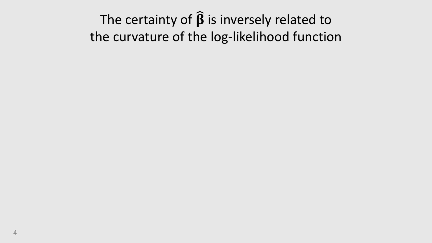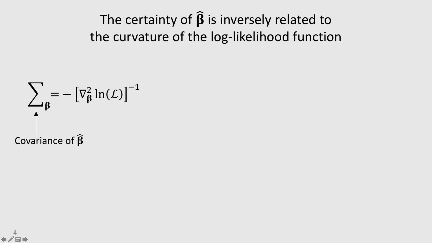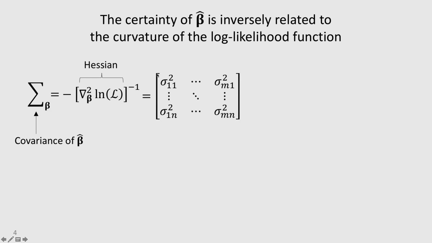And remember, the curvature of a function is related to its second derivative. So in this case, the covariance of this beta term is related to the Hessian of the log likelihood function. Remember, the Hessian is the matrix of second derivatives. So this inner term inside this bracket is just this Hessian matrix that comes out of our estimation procedure, and then we take the negative inverse of it to get our covariance. And so this results in a matrix of lots of variance terms.